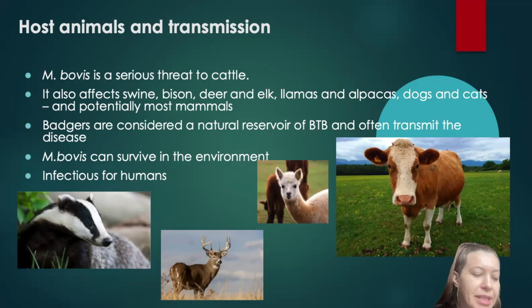Badgers can play an important role in transmission of bovine tuberculosis because they are considered to be a natural reservoir of Mycobacterium bovis, at least in some areas. M. bovis can survive in the environment, particularly in conditions that are chilly, gloomy, and damp. The microbe's survival period varies according to sunlight exposure, ranging from 18 to 332 days at 12 to 24 degrees Celsius.